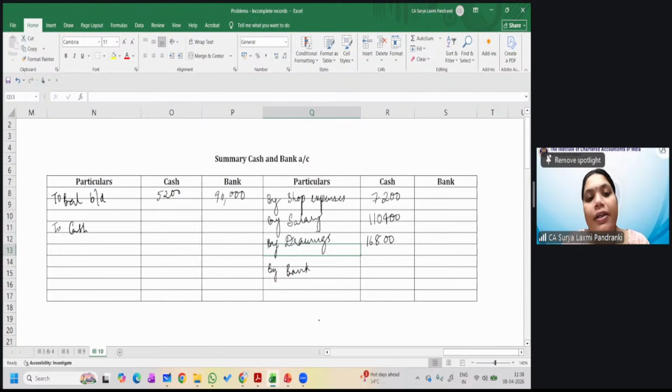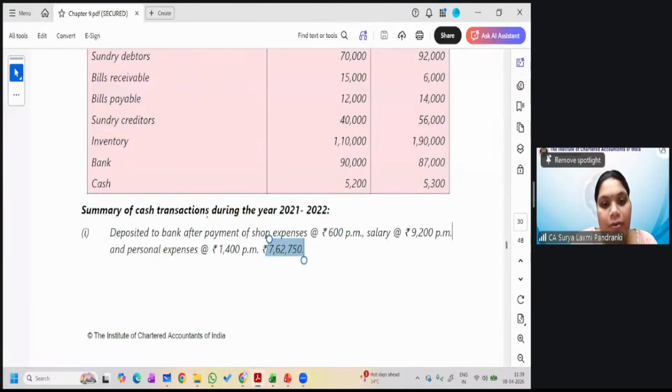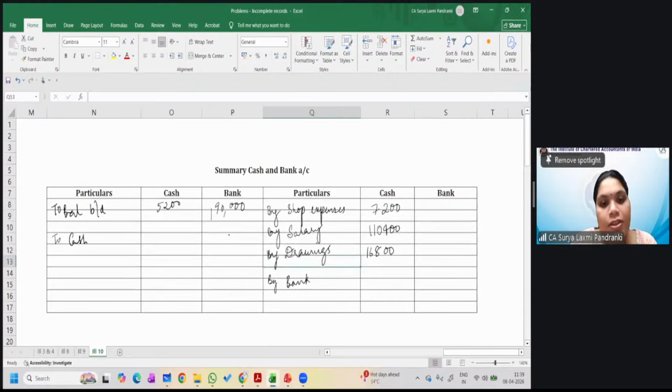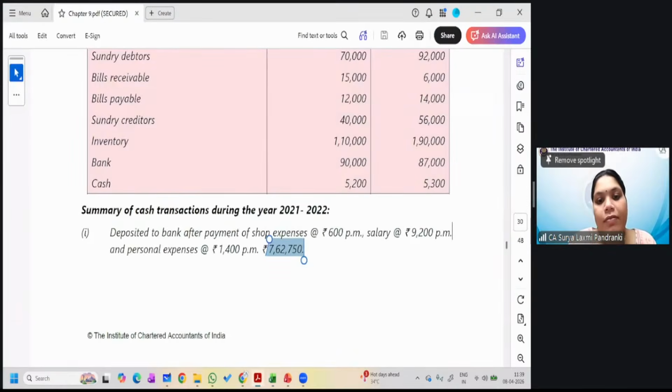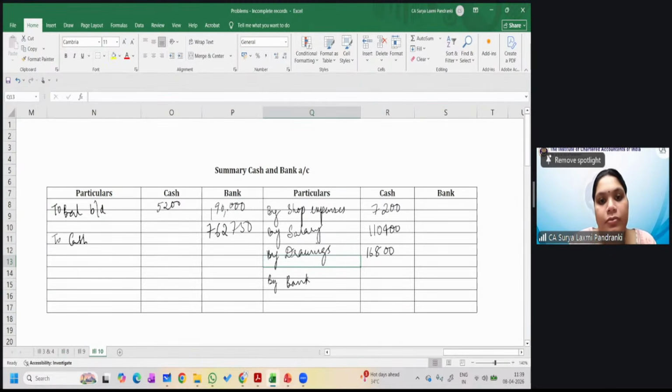Now, to cash, I should write it in which column? Cash column or bank column? Ma'am, cash column. Bank column, no. From cash, it is going to bank account. Yes or no? Yes, ma'am. You were depositing in bank, which means in the bank column you will have to write. What is the amount? Bank account debit, to cash 762,750.